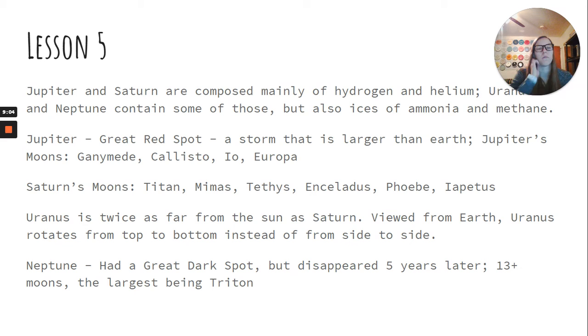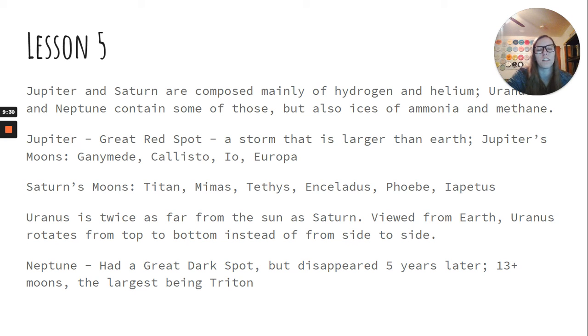Jupiter and Saturn are composed mainly of hydrogen and helium. Uranus and Neptune contain some of those, but also ices of ammonia and methane. Remember, Jupiter has that great red spot, a storm that is larger than Earth, and its moons are Ganymede, Callisto, Io, and Europa. Those are the big ones. Saturn's big moons, Titan, Mimas, Tethys, Enceladus, Phoebe, and Iapetus.